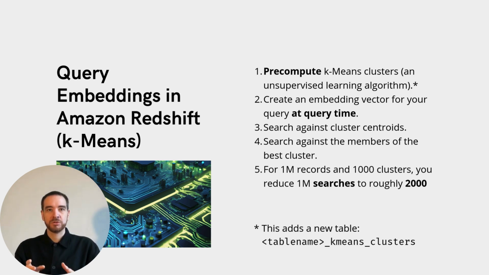Unlike a brute force approach, where you compare every vector in real time, k-means enables you to do much of the heavy lifting beforehand. Because k-means is an unsupervised learning algorithm, it doesn't need labeled data to figure out how to group your vectors. It just clusters them based on similarity. When a query arrives, you generate its embedding, find the closest cluster centroid, and then compare the query vector only to that cluster's members. This significantly reduces the number of comparisons you have to make. For example, 1,000 clusters might cut 1,000,000 comparisons down to just a couple thousand.